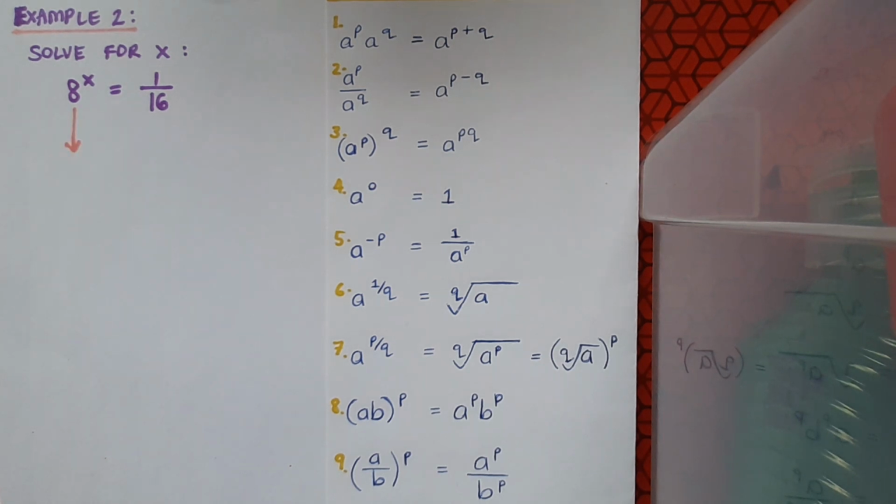Starting with 8, 8 is 2 to the power of 3. So I'll say 2 to the power of 3 for the 8, all to the power of x. And it's important to put that bracket in there. And then I want to replace the 16 as well. And I can write that as 1 over 2 to the power of 4.